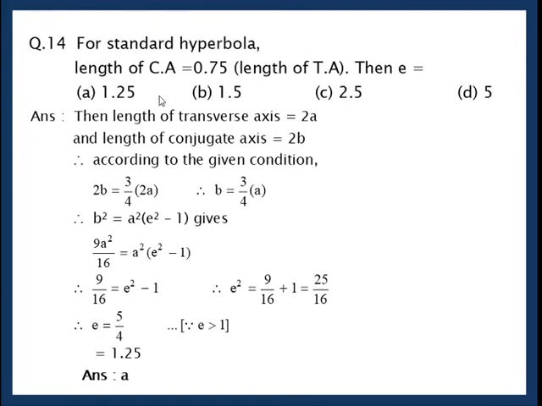The next one, for a standard hyperbola, the length of the conjugate axis is 3/4 of the length of the transverse axis. Then what is the eccentricity? Now the transverse axis has length 2a and the conjugate axis has length 2b. Use the given condition. Simplify to get b equal to 3/4 a. Now for a hyperbola, b square is a square into e square minus 1. Simplify patiently to get eccentricity as what? 5/4, that is 1.25. So the correct option is A.